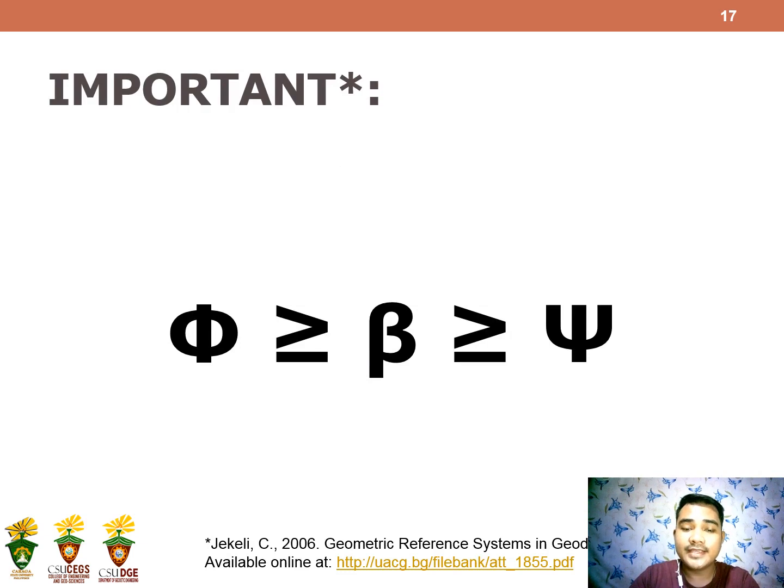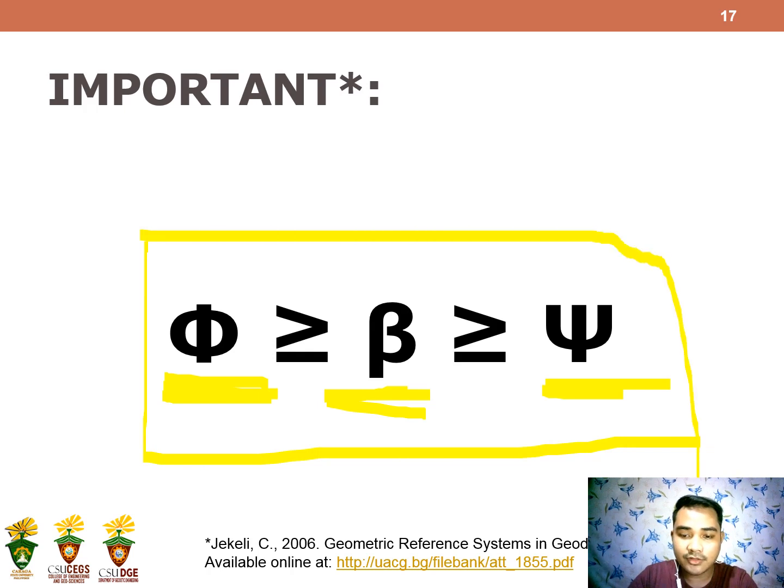So please take note of these important facts about the three latitudes, that the geodetic latitude must be greater than or equal to reduced latitude, and reduced latitude must be greater than or equal to the geocentric latitude. So from three latitudes, it is always mas dako gyud si geodetic compared to reduced, and si reduced is mas dako always compared kang geocentric. And kung si geocentric with respect to geodetic, mas dako si geodetic.